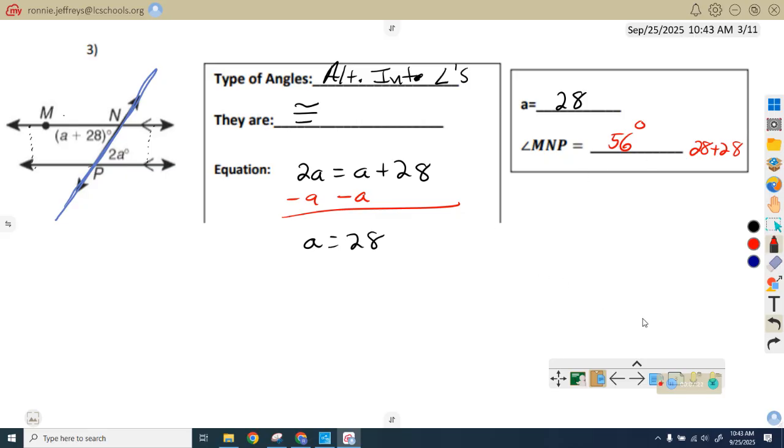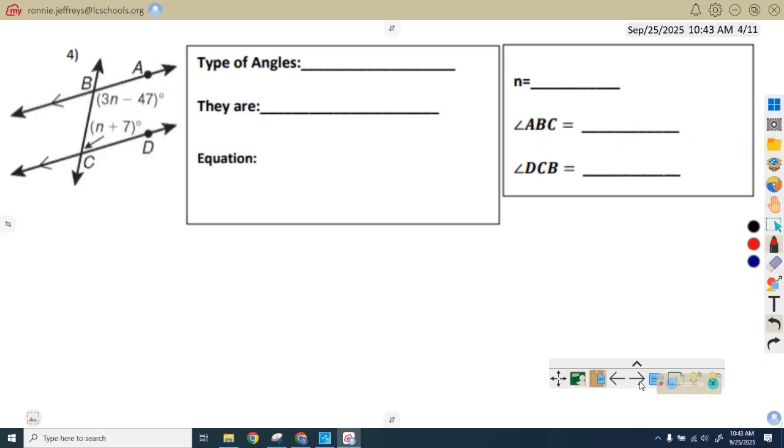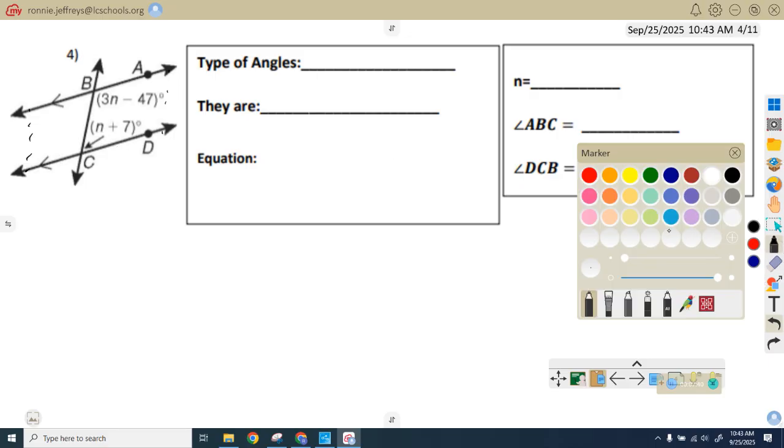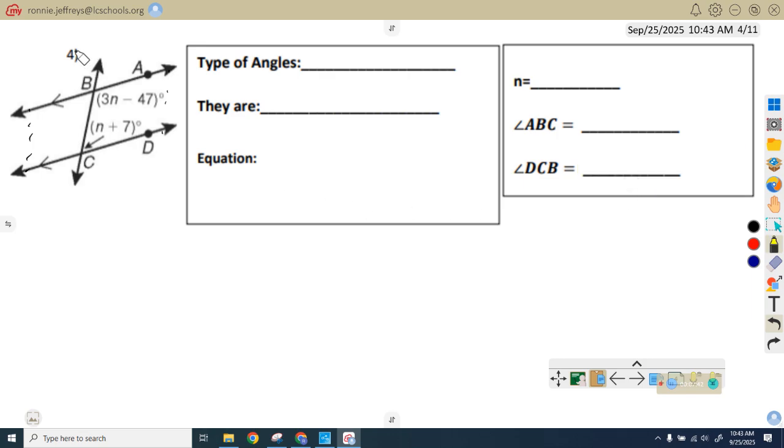All right. We go to number 3. All right. Number 4, these are inside the box, so we know they're same side. Okay, if we look at this line, they're on the same side of that transversal. So they are same side interior. Okay.